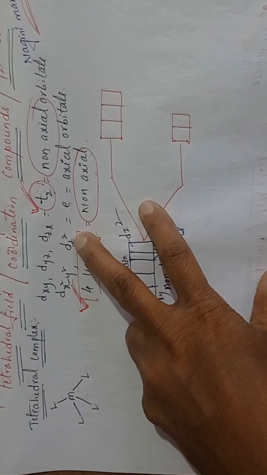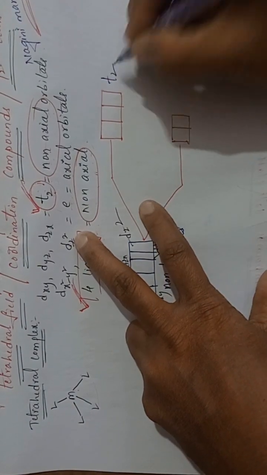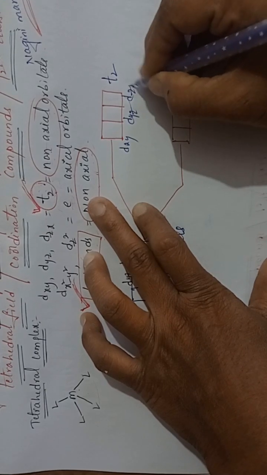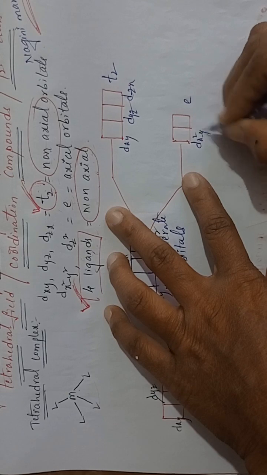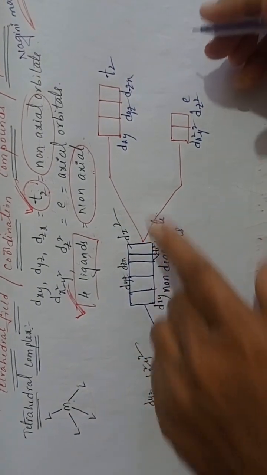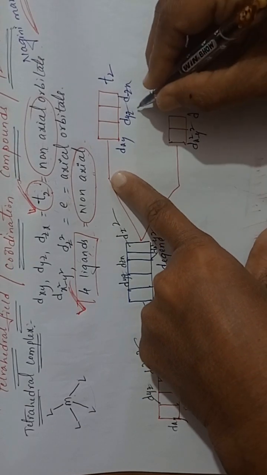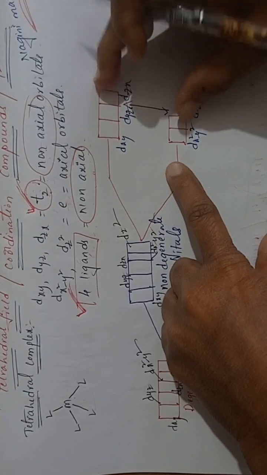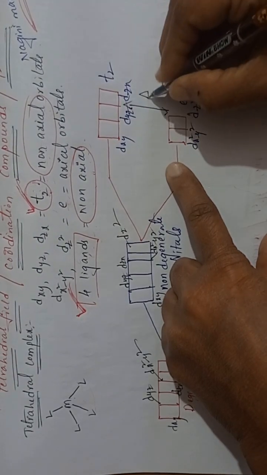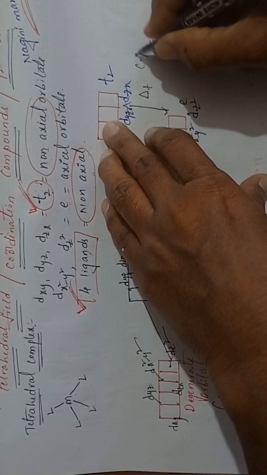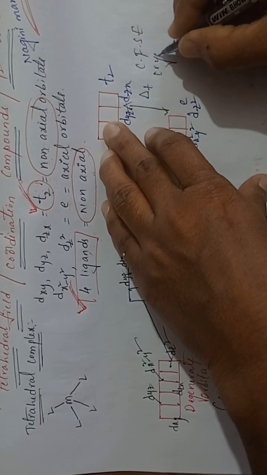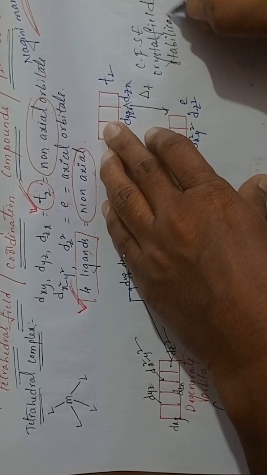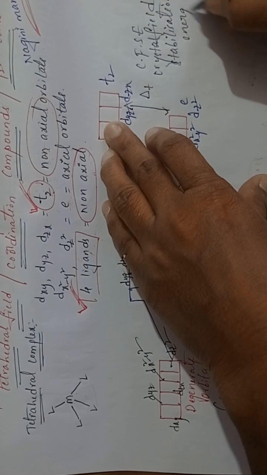So what are the names, students? This is T2. This is E. Correct? What are the names? dxy, dyz, dzx. These two orbitals' names? dx square minus y square, dz square. So this is the crystal field splitting energy. This energy gap is there between the two sets of d orbitals. This energy gap is called delta t. That means crystal field stabilization energy. Are you clear?